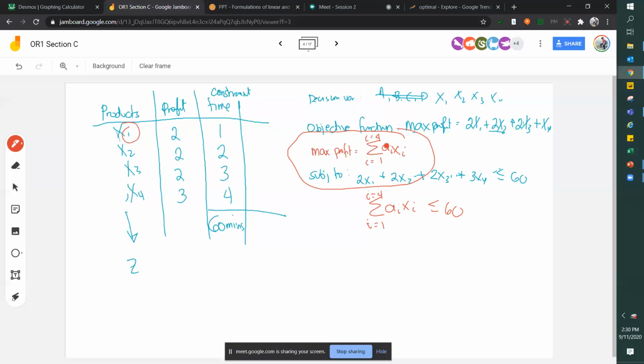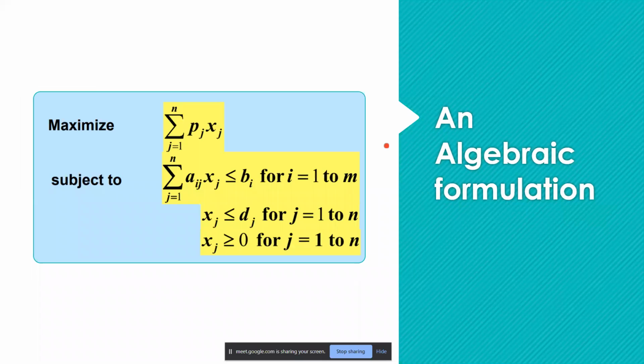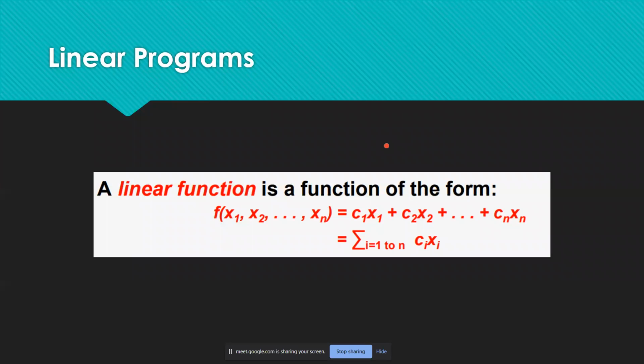Okay, so ito guys, dahil nga 4 yung ating decision variables, mangyayari 4 dimension to. Okay? 4 dimension, pero under pa rin siya ng linear. Okay. Questions? Mukhang wala po. So once again, ito yung linear programs natin.